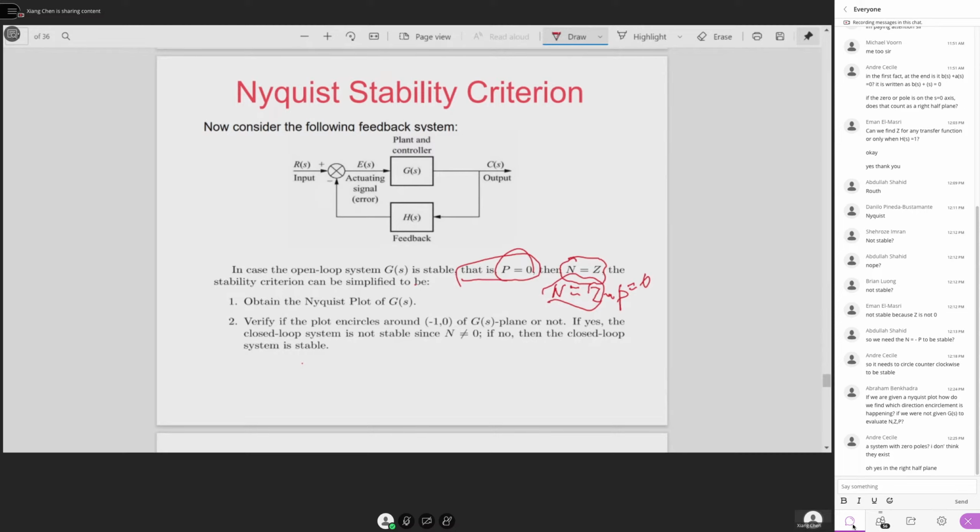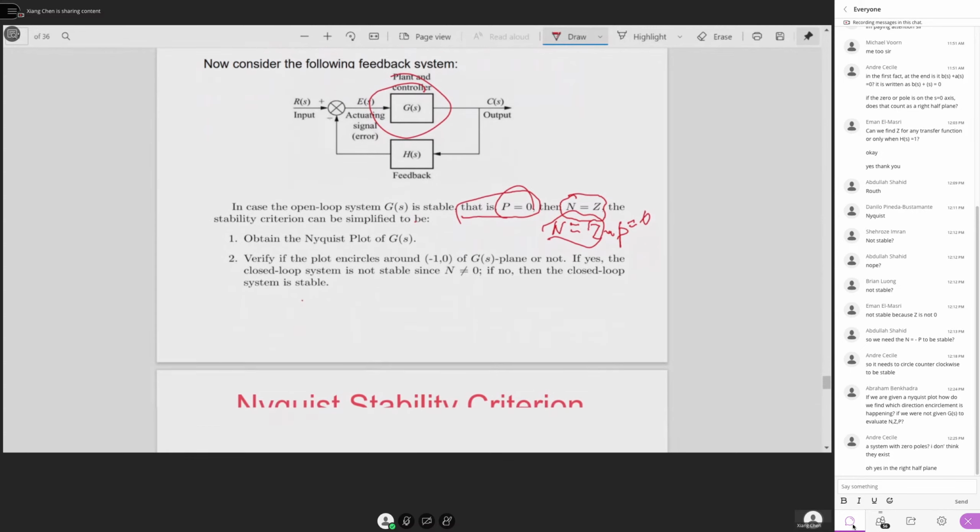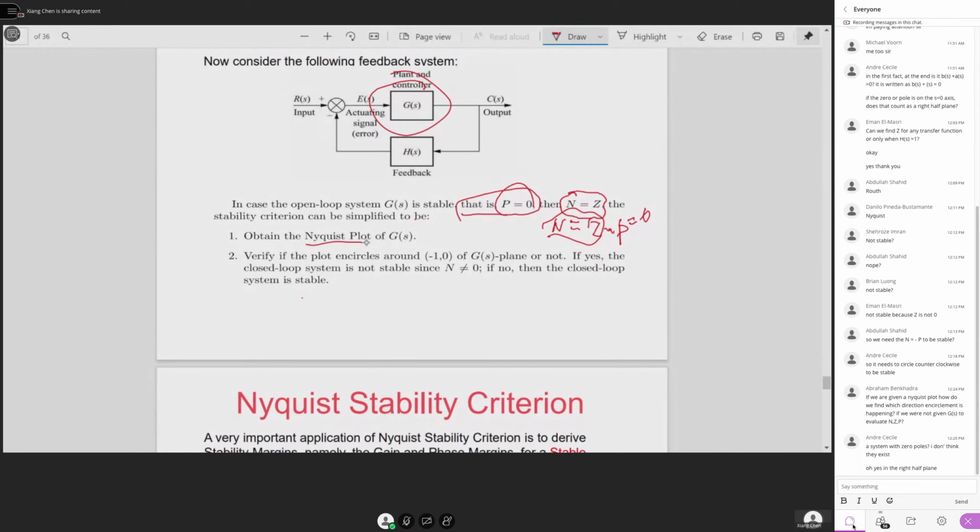So in this case, if your open loop system is already stable, then the Nyquist stability criterion can be very simple. You just evaluate the Nyquist plot of G of S, and this Nyquist plot should not have any encirclement around the -1, 0 point. Very simple, right? N must be equal to 0. If you see an encirclement happen, then the closed loop system will not be stable, based on the assumption that the open loop system is stable. So this is simplified.